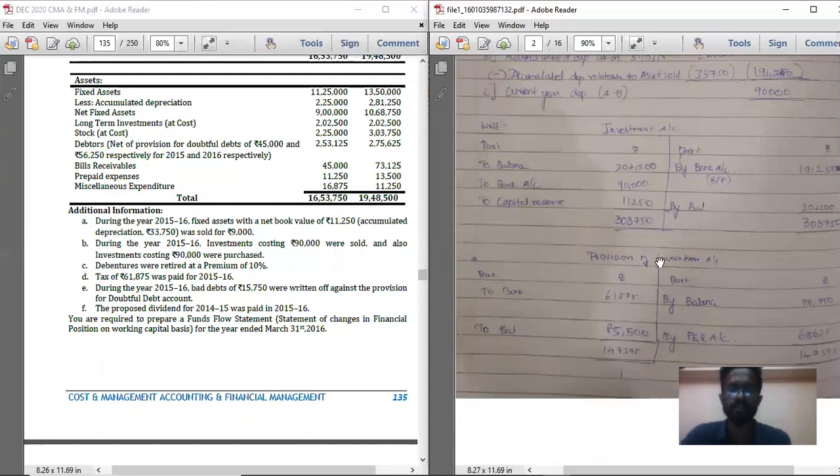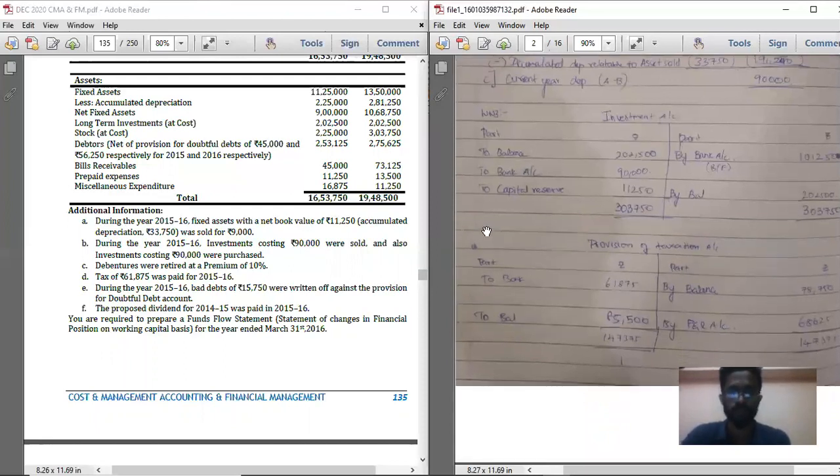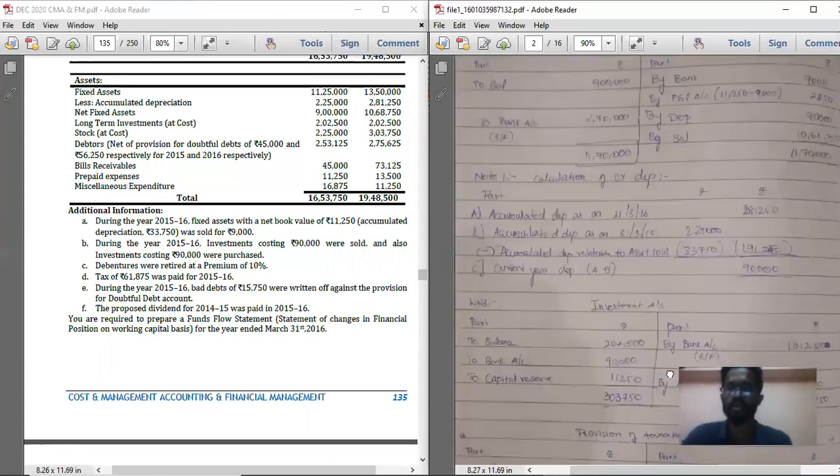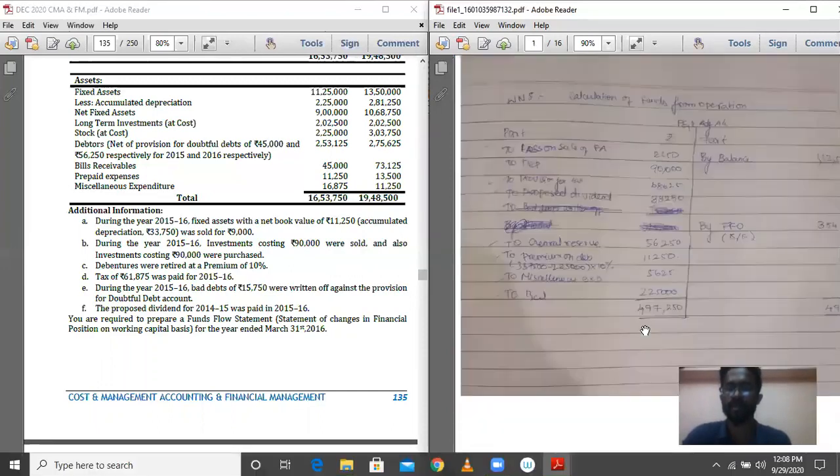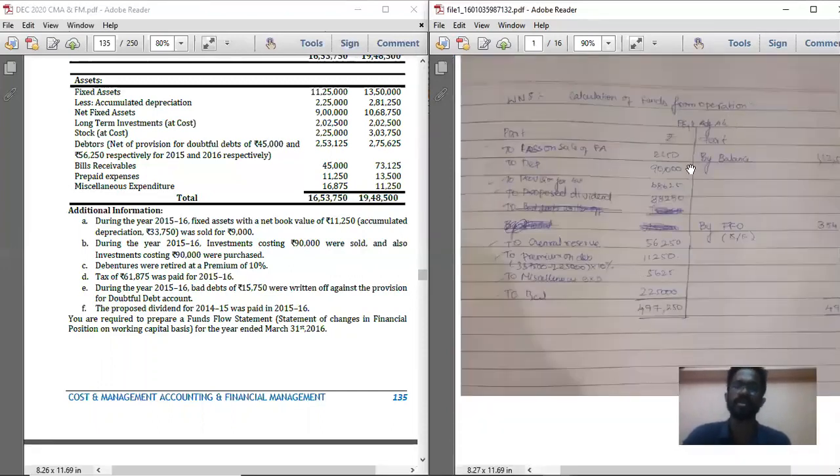Then the last statement, that is provision for taxation. After this only funds from operation. So provision for taxation is very simple. Opening balance will come on the credit side, closing balance on the debit side. Whatever is paid as tax will come on the debit side, to bank account. Then the balancing figure is the P&L transfer. So it should be taken to the P&L adjustment account. So moving on to the last statement, that is funds from operations. Calculation of funds from operations.